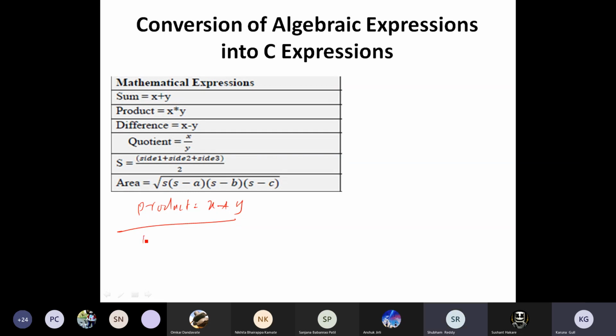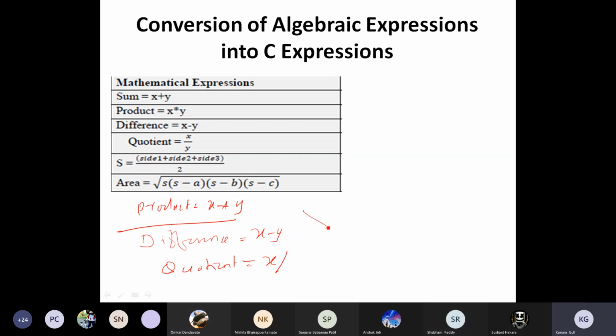Quotient equal to x front slash y. So the difference is there, no? First, difference is equal to x minus y. Next, quotient. Quotient is equal to, how do I write? x slash y, forward slash.